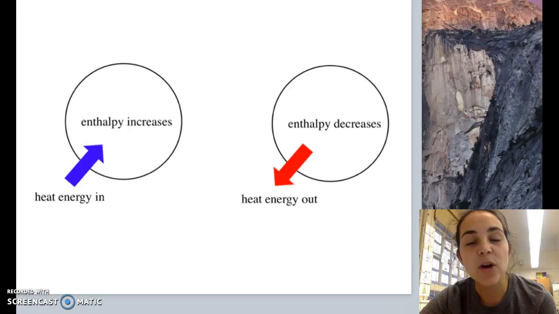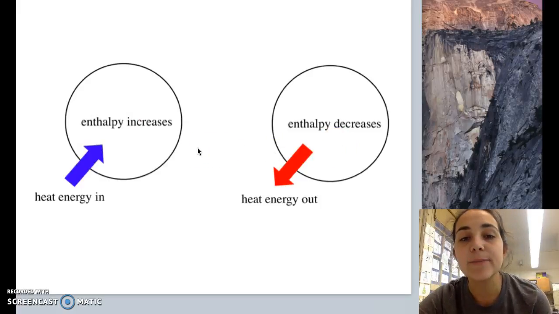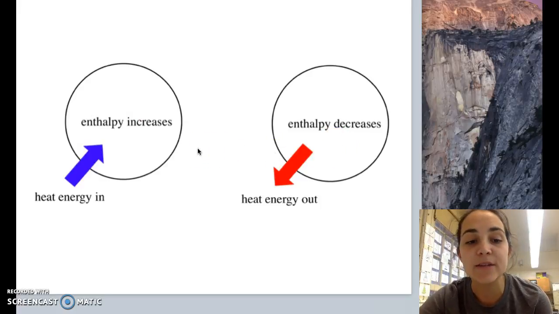The last vocab word we're going to talk about is enthalpy. We've talked about enthalpy a little bit before, but enthalpy basically means the general heat of the solution. So if I have heat going in, my enthalpy is getting bigger. If I have heat coming out, my enthalpy is getting smaller.